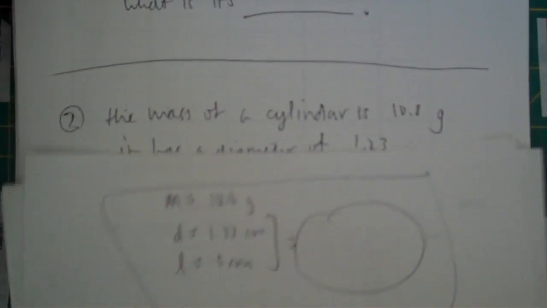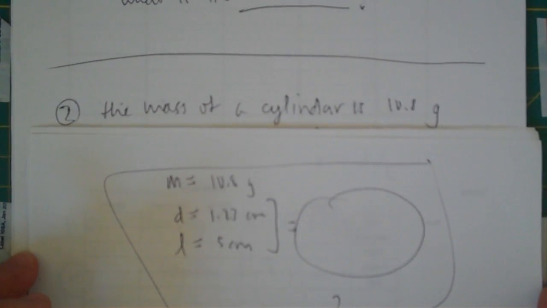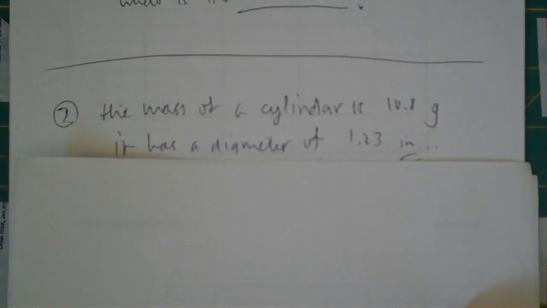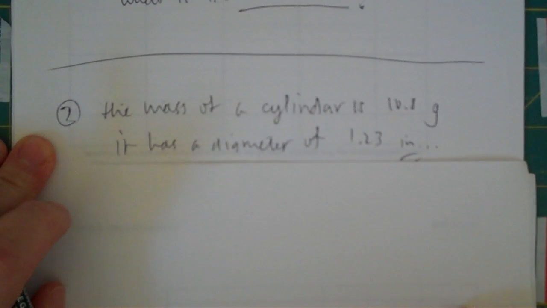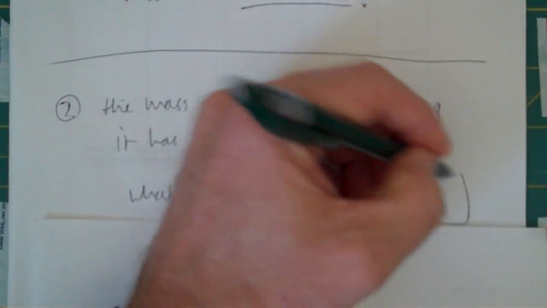Okay? And number two, here's another one that's not the simplest. The mass of a cylinder is 10.8 grams. It has a diameter of 1.23 inches. Okay? What's the next question? Or what's the next step for you to do? Okay? What do you have to do? Alright, so that's 3 questions I think I'm going to ask you in class.